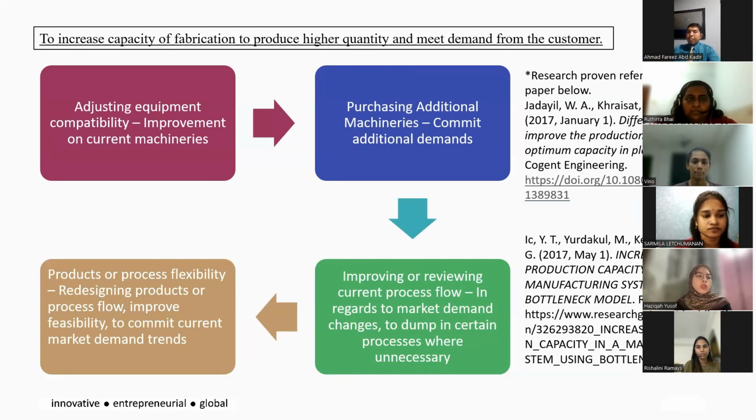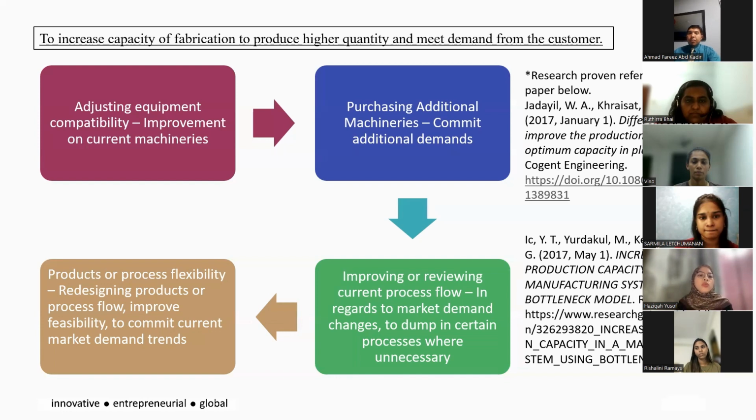So the third objective that we want to focus on and discuss here is to increase the capacity of fabrication to produce higher quantity and meet demand from the customer. Basically, the first method that we can try is to adjust our current equipment capability, meaning improvement of current machineries. Then we can purchase additional machineries so that we can commit to the additional demands. If, let's say, for certain products or SKUs, we see an additional or double increment in the demand, maybe we can come up with a proposal to purchase additional machineries.